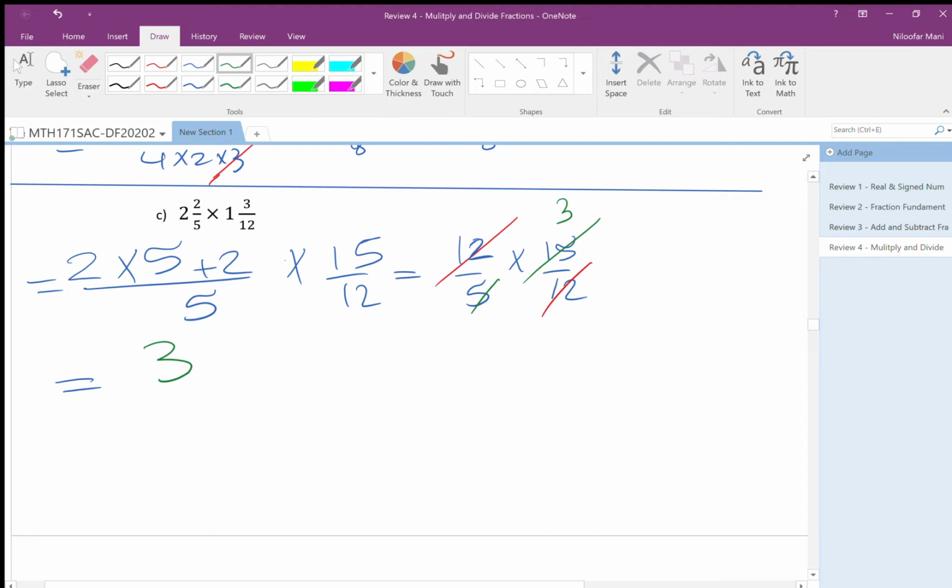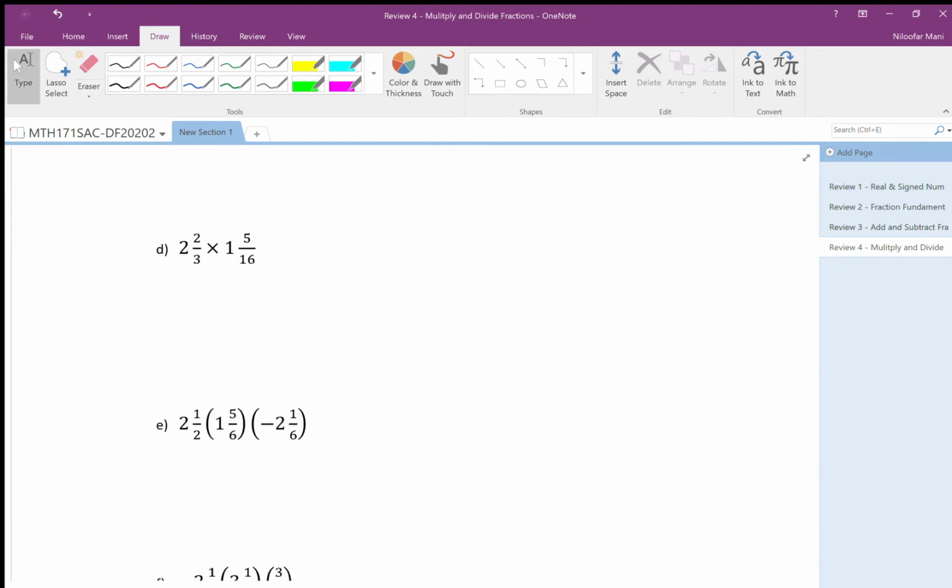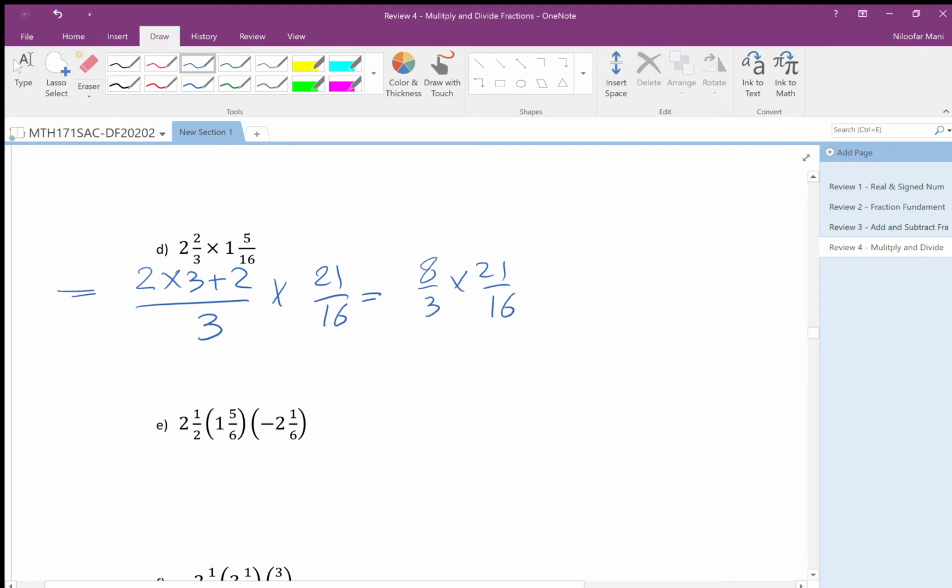Okay, so 2/3, so it is 2 times 3 plus 2, divided by 3, times 21/16, which is 8/3 multiplied by 21/16. Can I cancel? Yes, this and this, 2 is left, this and this, 7 is left, so the answer is 7/2, which is 3 1/2. Okay, 3 complete and 1/2.